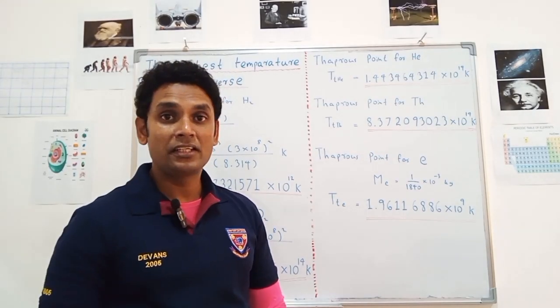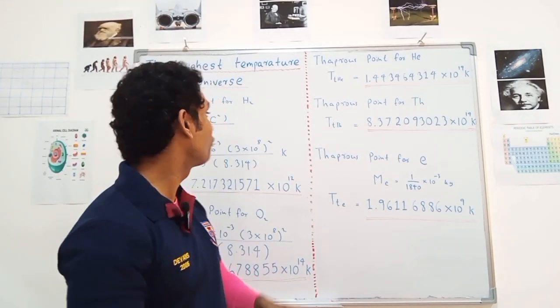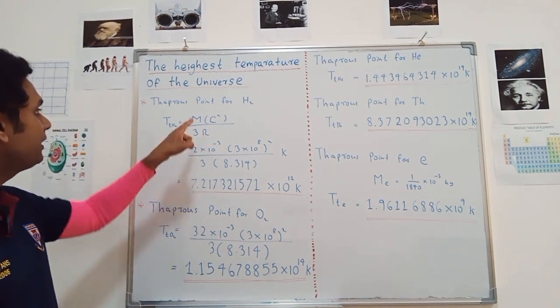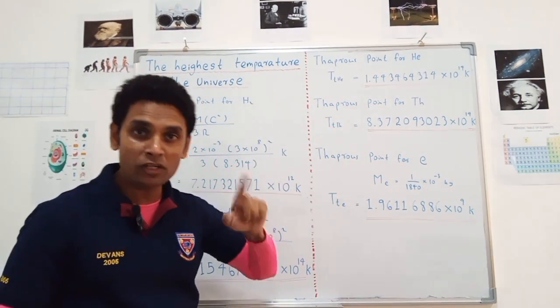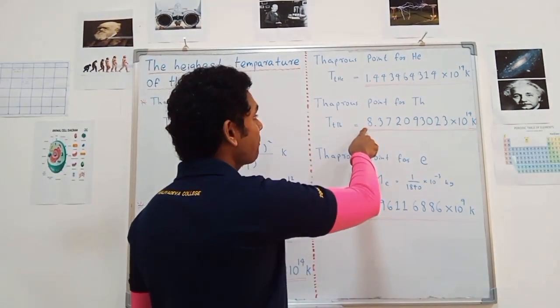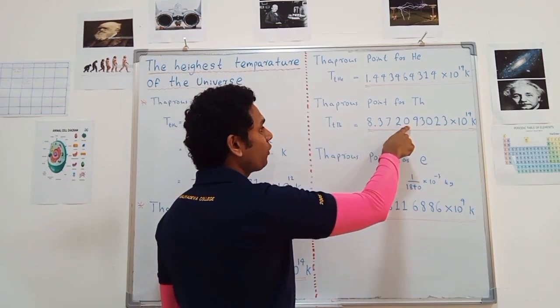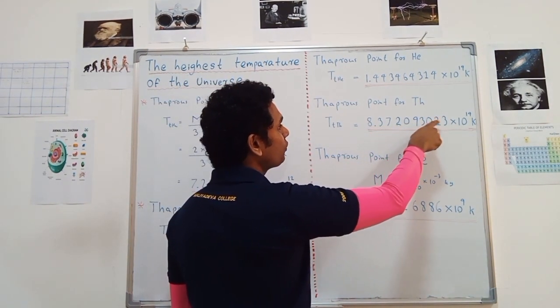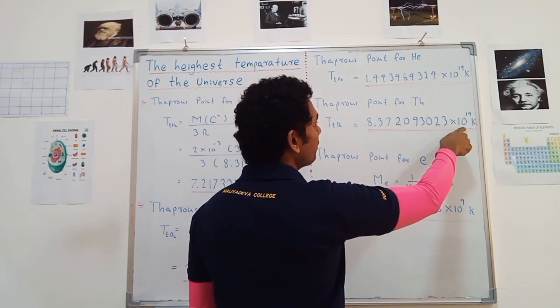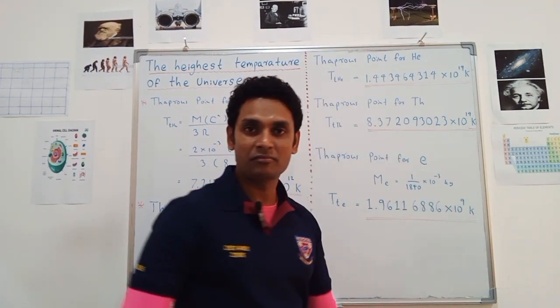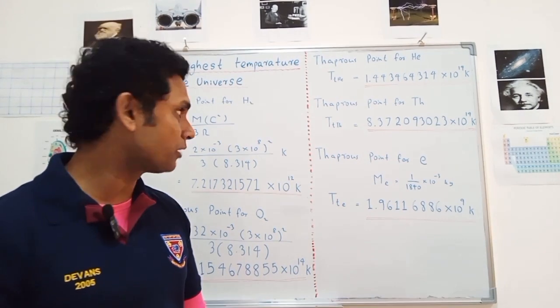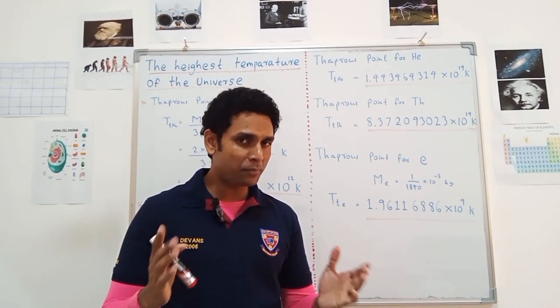10 to the power minus 3 kilograms per mole. So once applying that particular value here, we can calculate the value for thorium also. That value is 8.372093023 × 10 to the power 10 Kelvin. So that's the Laplace point for thorium.